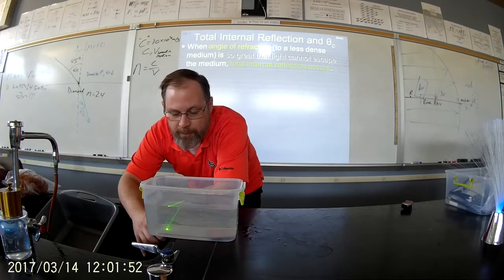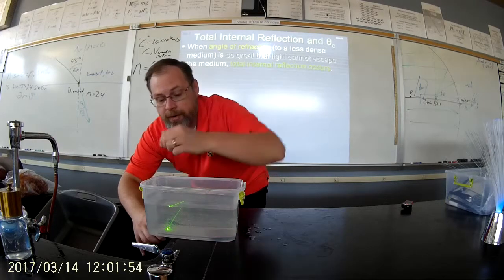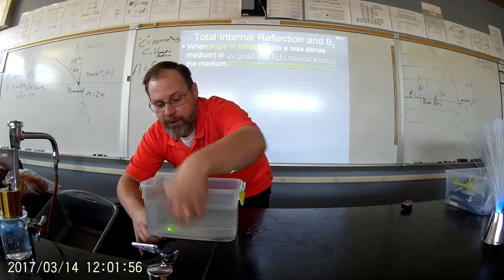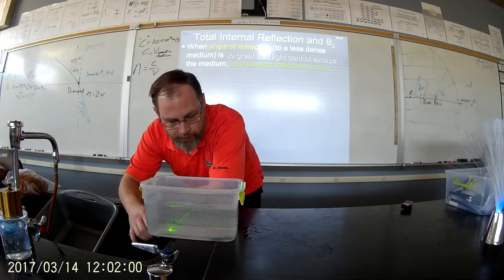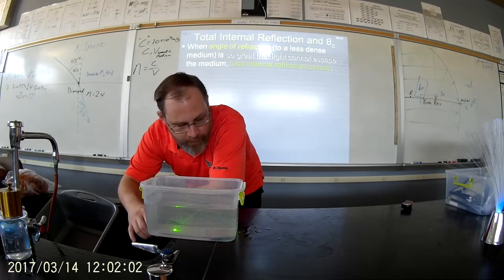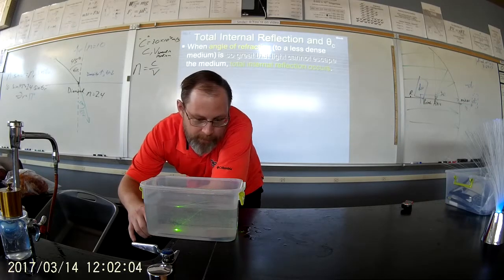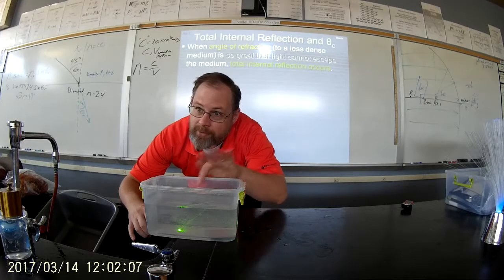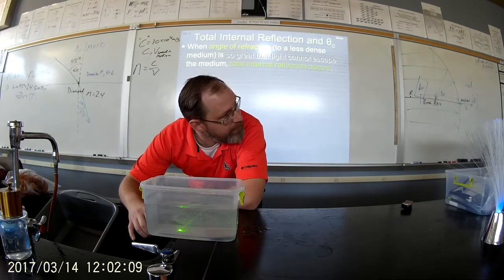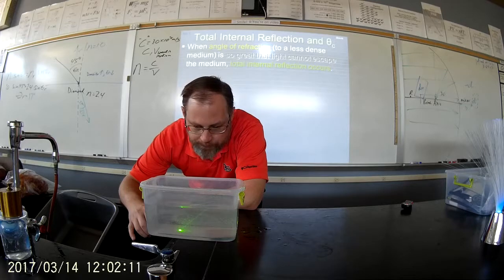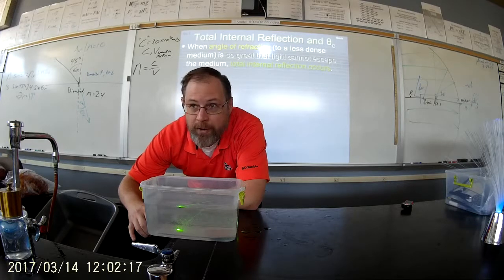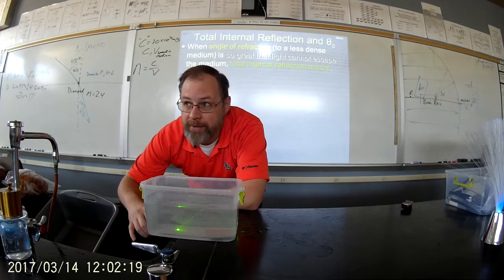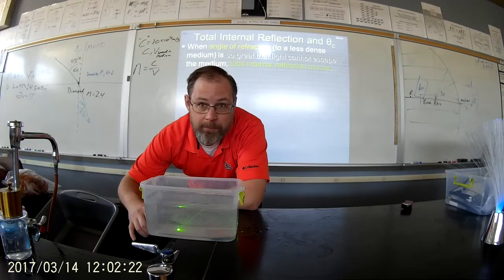Watch what happens when I make the angle of incidence bigger. Again, as I put the angle lower, this angle here becomes bigger. Eventually, the laser disappears and ends up trapped in the water. Can you see it trapped in the water in there? It just reflects now. It's not able to leave because it's trapped. That is total internal reflection. This only happens when you're going from a more dense medium to a less dense medium.